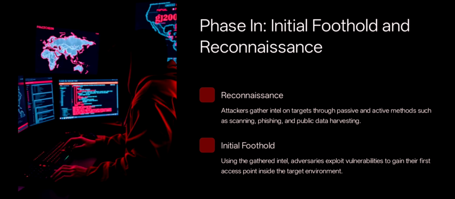4. Objectives of this phase. Persistence, install software or backdoors to maintain access. Credential harvesting, obtain user credentials for privilege escalation. Establish C2, command and control, connect to external servers for control. Minimal detection, avoid alerting security teams or triggering defenses.